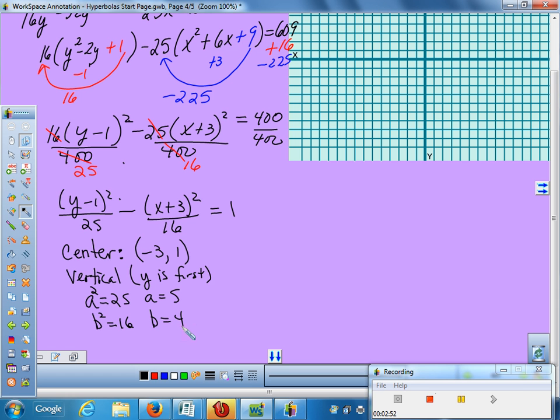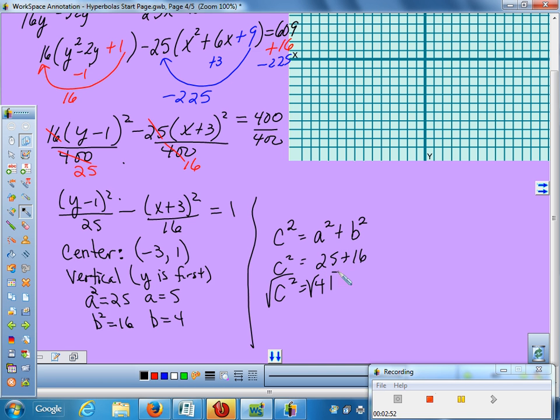That's the major things, but now they're going to ask you the extras. They want to know where the foci are, so what do we have to find? C. Okay, on here, c squared equals what? Yeah, this is normal Pythagorean theorem. It's a squared plus b squared. And so, if a was 5, it's 25 plus 16, 41. You don't get a nice C very often. So, it's an ugly square root of 41.